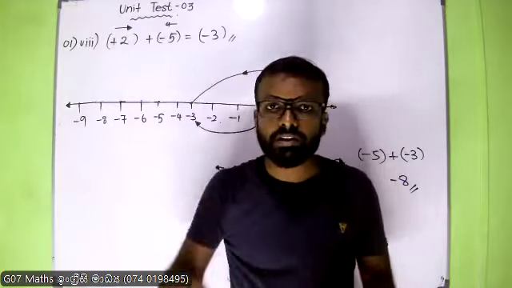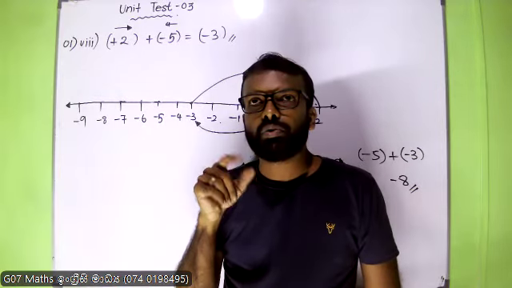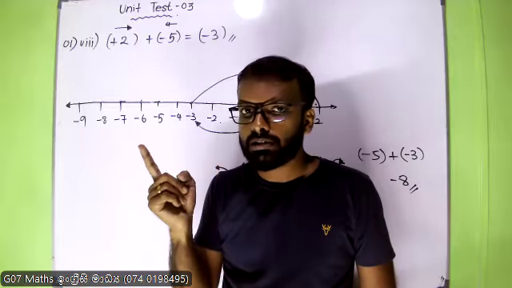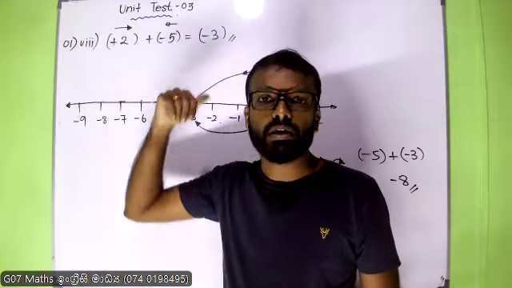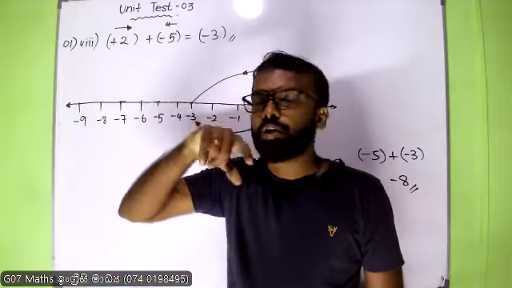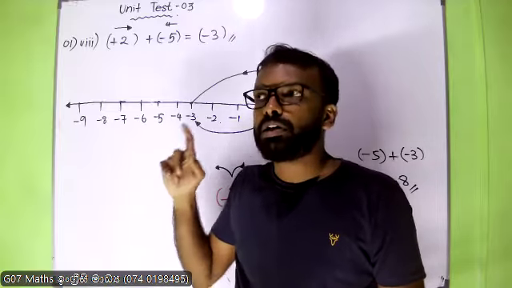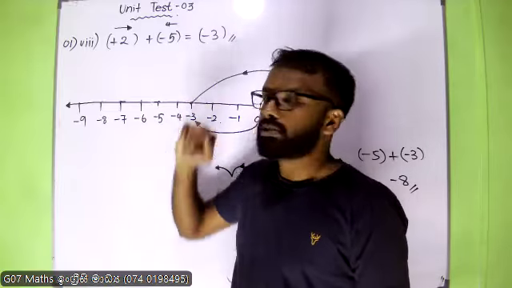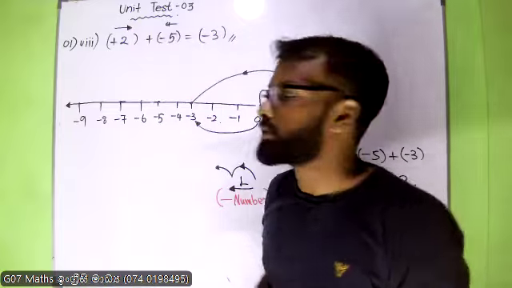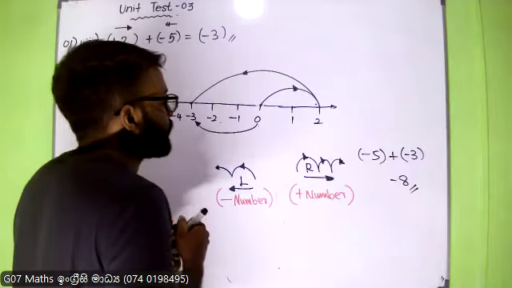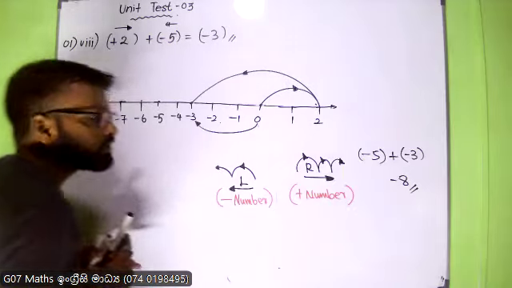Correct? So shall we check? Positive 2 plus negative 5. So two different signs. Just forget the signs, 2 and 5. Select the biggest number, 5, and get the subtraction. 5 minus 2, 3. So how do I decide the sign of my answer? 5 is the biggest number. The sign of the 5 is negative. So my answer should be negative. Perfectly match. Super. So this should be the answer for the eighth one. Then the ninth.